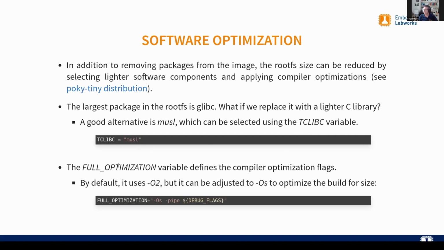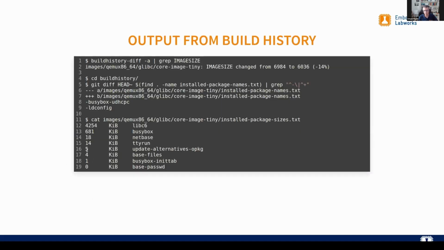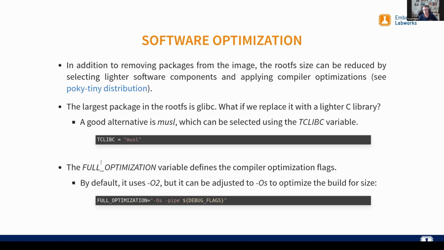So instead of using glibc, that's basically the biggest package in the image, almost 5 MB, let's use musl, that's much lighter. And also, let's build the software optimized for size, right? The default build is -O2. That's a balance between size and speed. Let's do it by size because we want to focus on size.